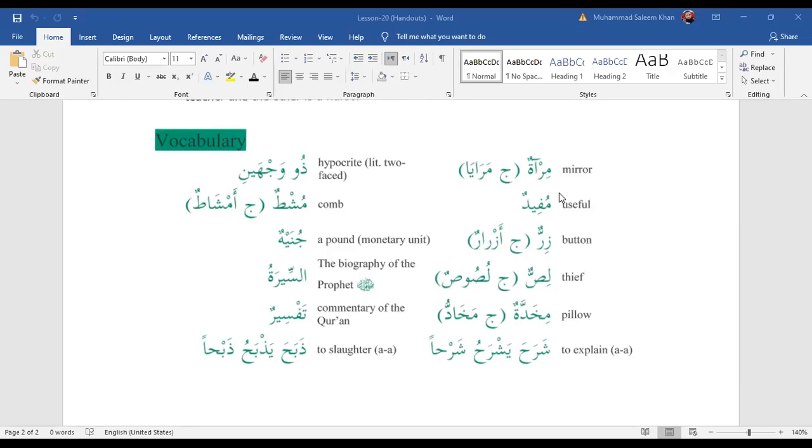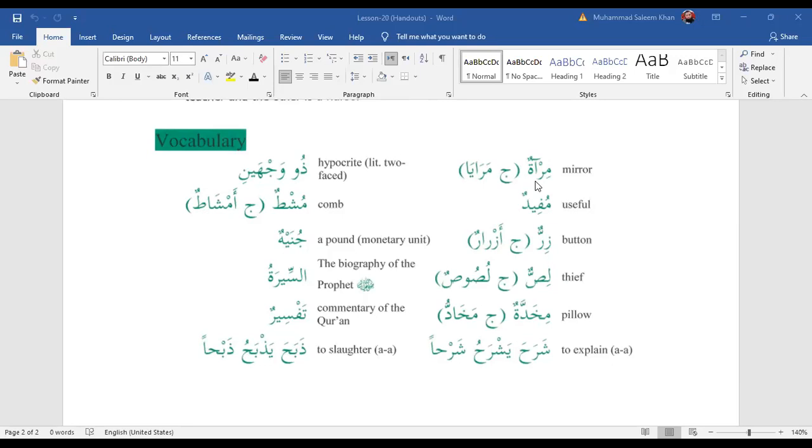Mir'atun, mirror. Okay, can you figure out what pattern it is on? Mif'alun. Is it mif'alun or mif'alun, right? On the pattern of miftahun, right? Yes. On the pattern of miftahun, mif'alun.